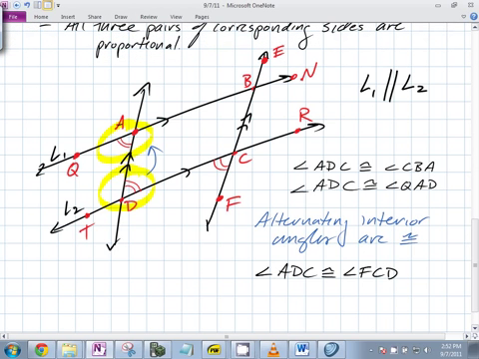Those are alternating interior. Now, what's this angle called? So you have your angle right here. That angle right there is also congruent to this angle right there. What's the relationship between these two angles called? Does anybody remember? Yes, opposite.